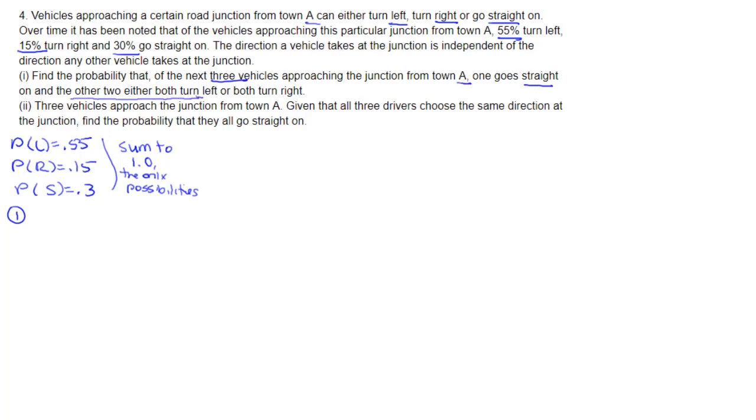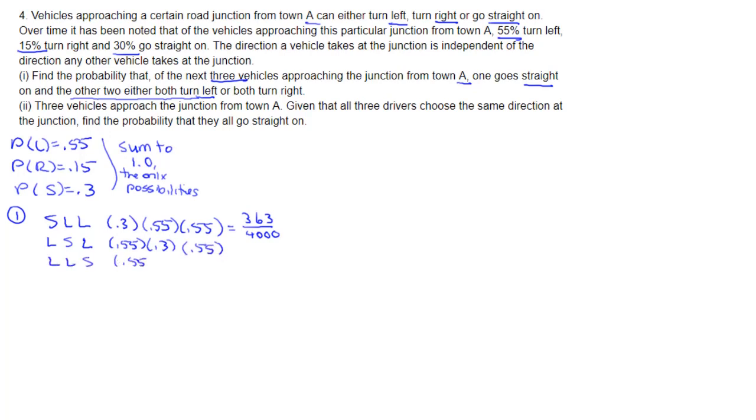We've got 3 vehicles. 1 goes straight and the other 2 go left, or the other 2 go right. One way that could happen is if the first one went straight and the other 2 went left, and we put those probabilities together. But we've also got to consider all the different ways it can happen, the different sequences in which it happens. In this case, it's pretty clear.